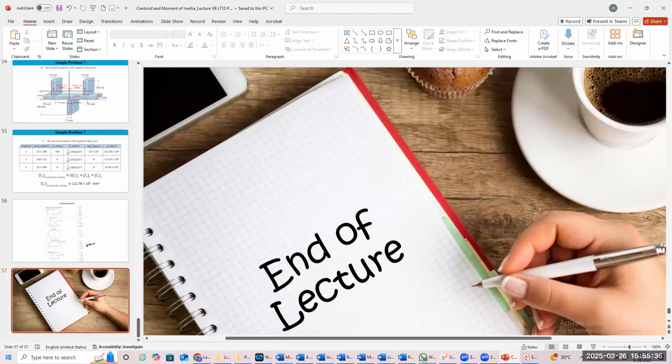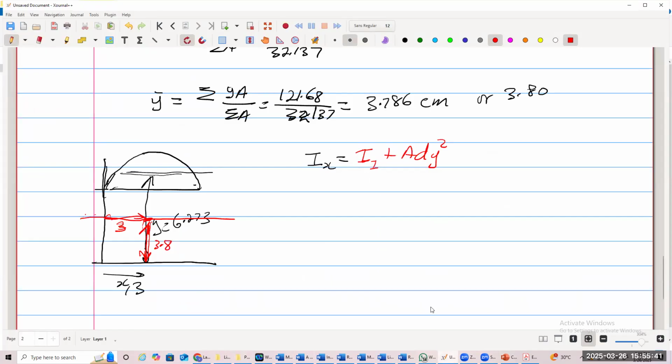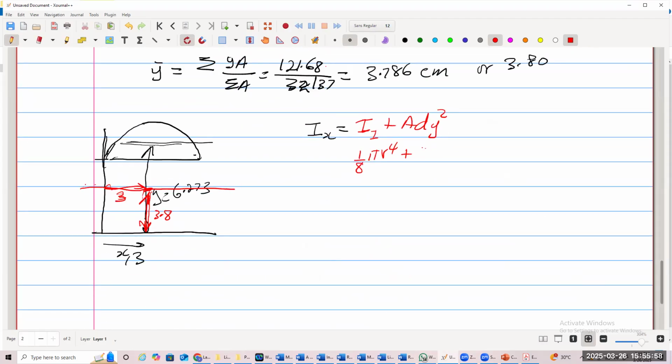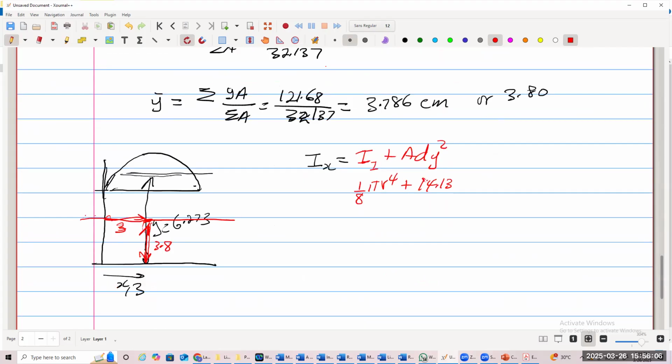So you go in and you apply it. One more thing. So for this one, it is 1/8 pi r to the 4th. Right. And then your area of it. What was the area of the semicircle again? It was 14.134. So we know that 14.134 times dy. So what is dy though?